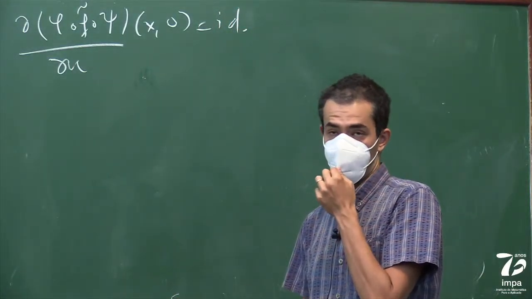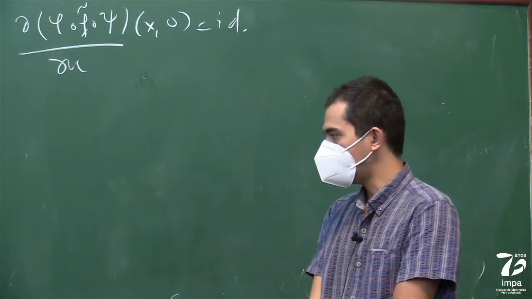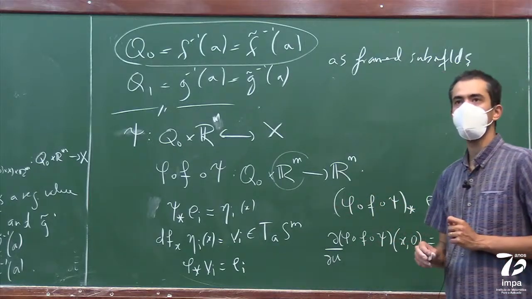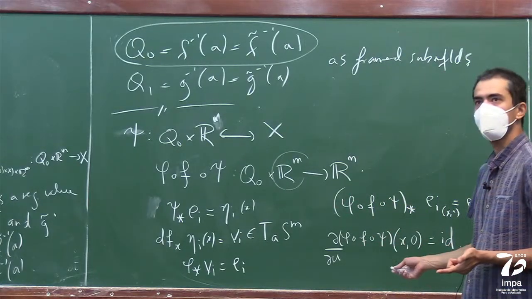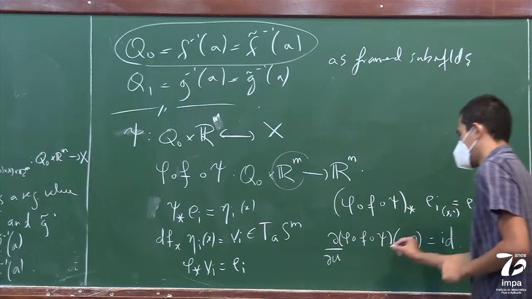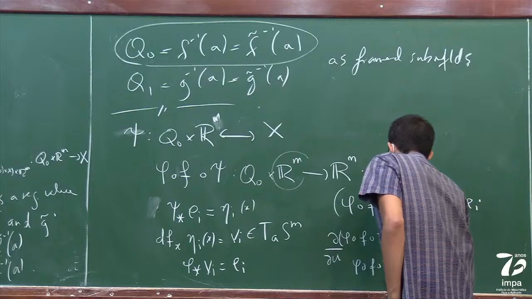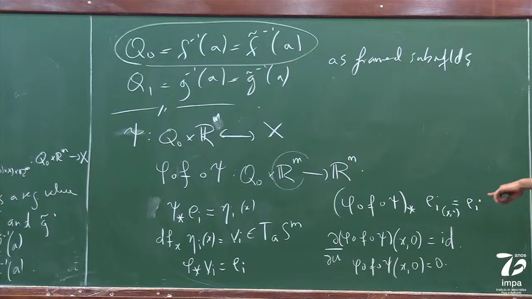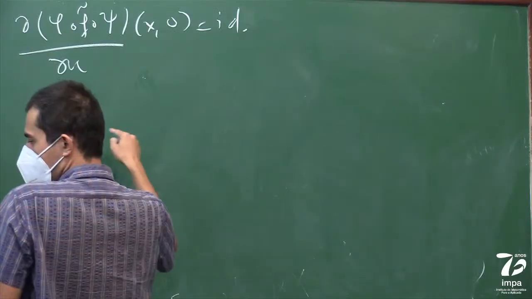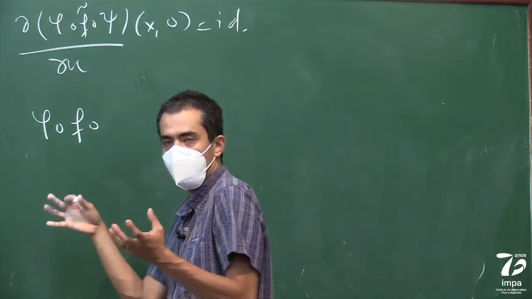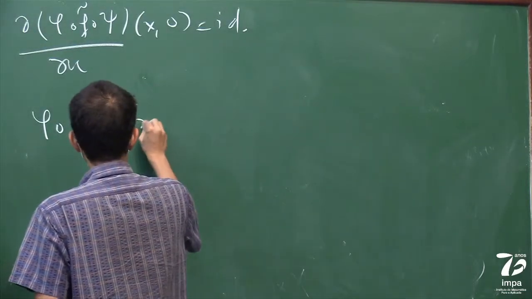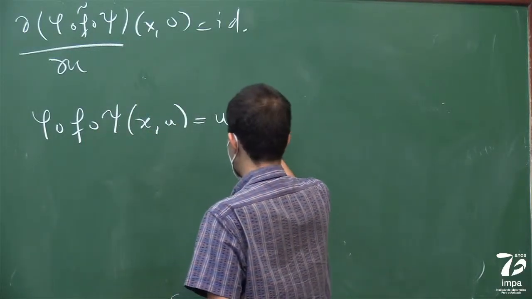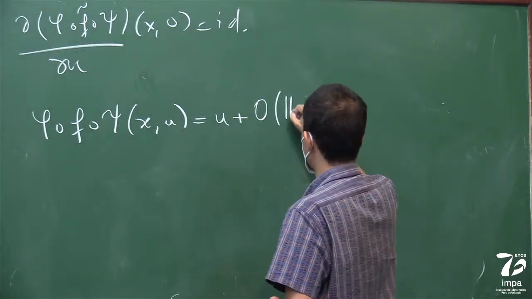And then I can use the Taylor polynomial to say that if the derivative at 0 is the identity, and the map takes 0 to 0 too, which is kind of obvious, then this guy at x0 is equal to 0. So this map has the expression: it's looking at f in coordinates inside this tubular neighborhood. This guy of x, u is going to be u plus something of the order of u squared.